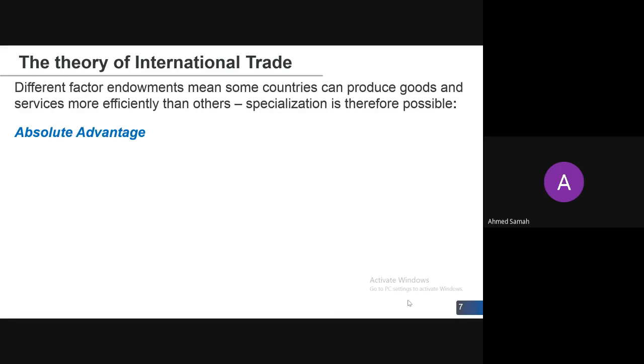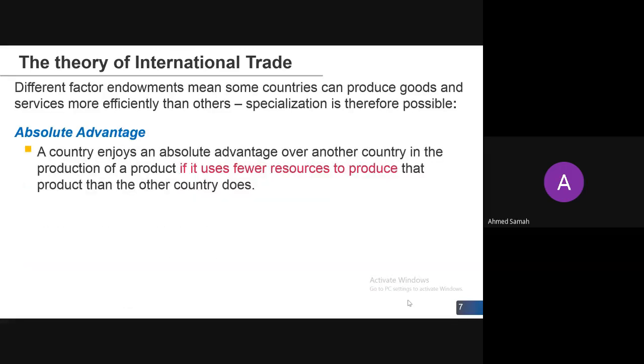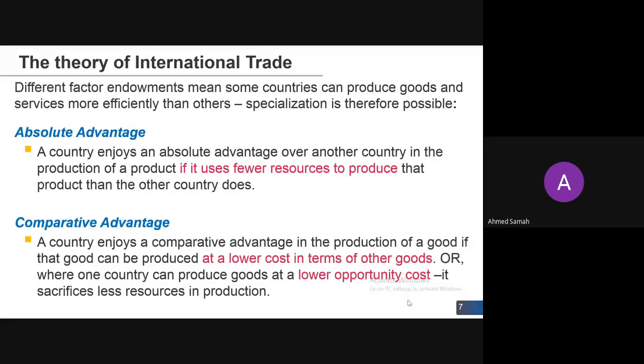There are two types of concepts under these two theories, one of which is absolute advantage. A country enjoys an absolute advantage over another country in the production of a good if it uses fewer resources to produce that product than the other country does. For example, if the Maldives can produce a particular product with fewer resources compared to India, then we will say that the Maldives has absolute advantage in producing that particular good. Then the other one is comparative advantage. A country enjoys a comparative advantage in the production of a good if that good can be produced at lower cost in terms of other goods, or where one country can produce goods at a lower opportunity cost. It sacrifices fewer resources in production of this particular good.